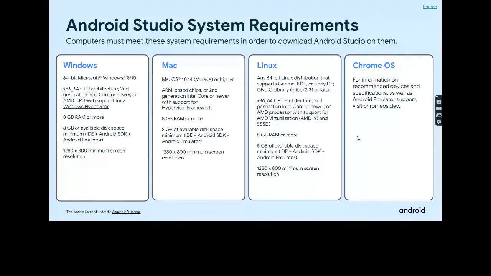So these are the basic requirements for different operating systems. For Windows, it's 64-bit, 8 GB RAM, and screen resolution is also there, like 1280 by 800. And if you have Mac or Linux, you actually need 8 GB RAM as well. So these are the basic system requirements. If you have those requirements, you can start downloading Android Studio.